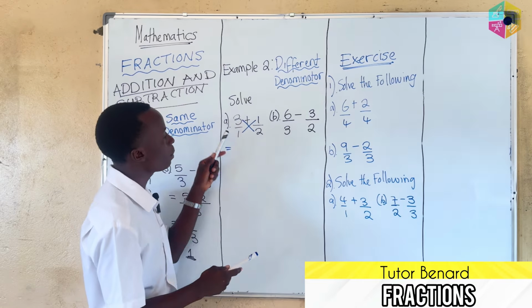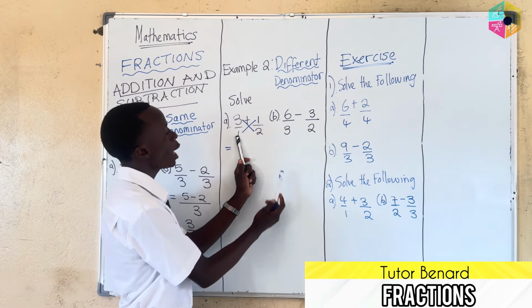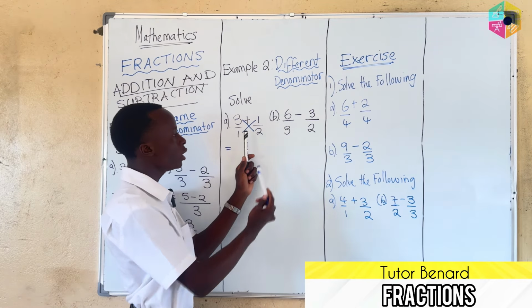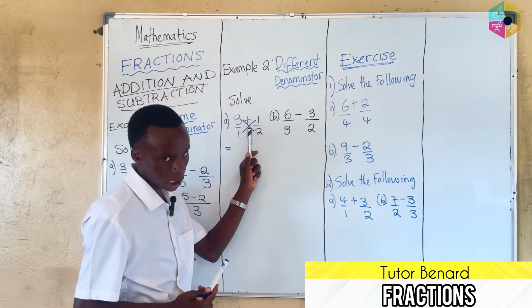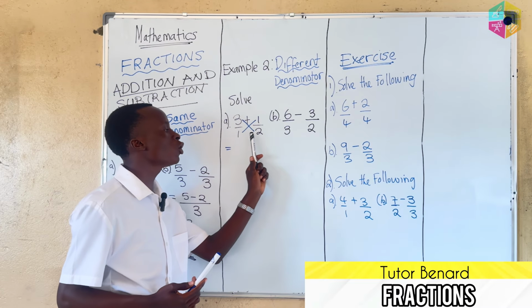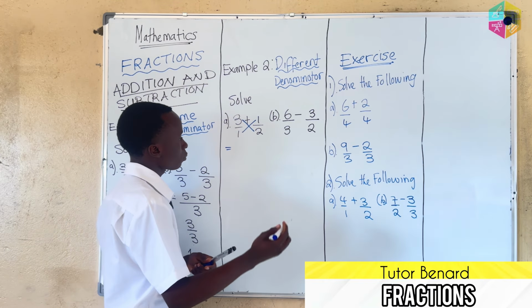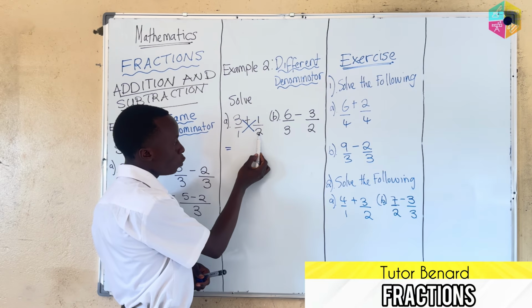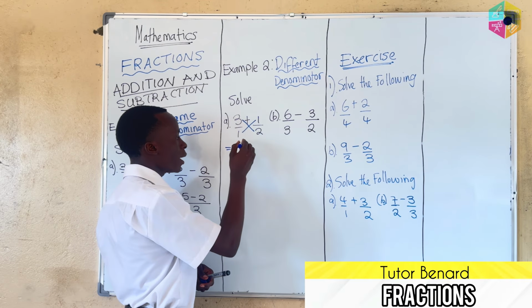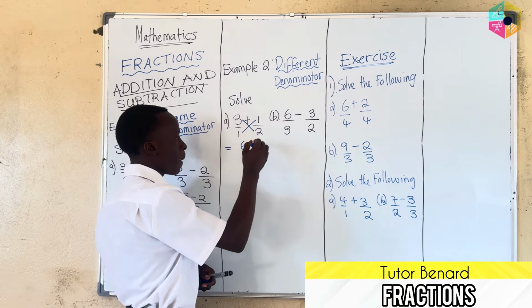Meaning you need to multiply this 3 by this 2 and this 1 by that 1. So this is what we call cross multiplication. You only apply this technique when your denominators are different. So 3 times 2 will give us 6.